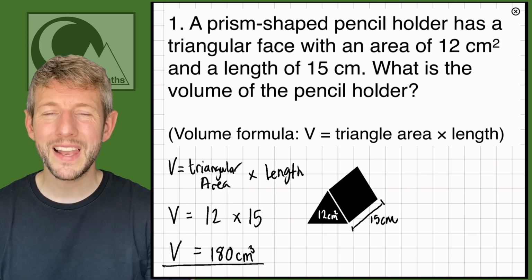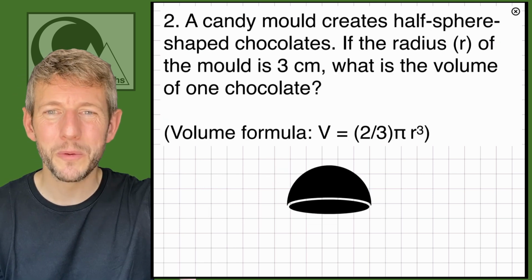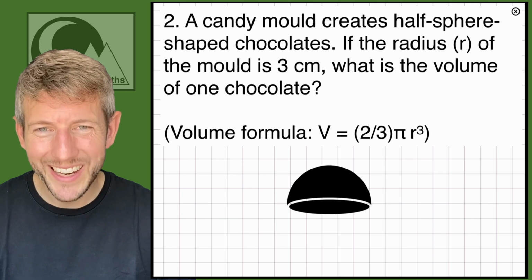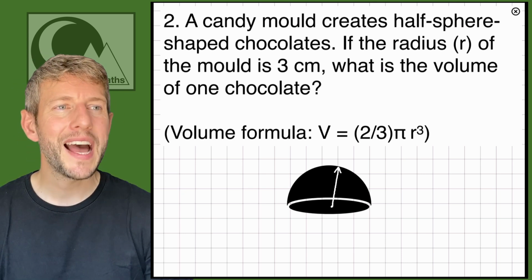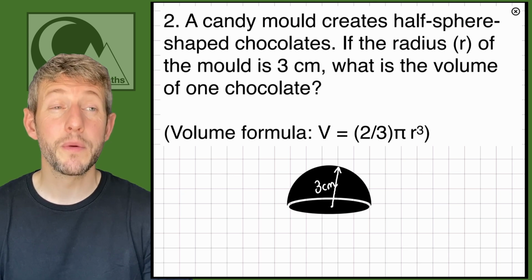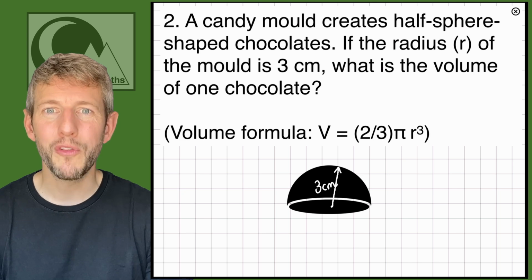Okay, right. Let's have a look at another one. I don't know if this one's going to be quite as nice. Okay, here we go. Scenario question 2. A little bit more challenging, as I'd hoped. A candy mould creates half sphere shaped chocolates. If the radius of the mould is 3 centimetres, what is the volume of one chocolate?